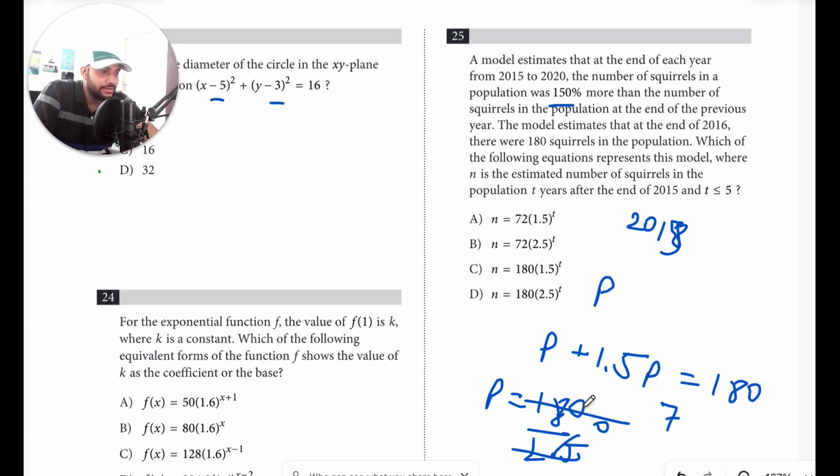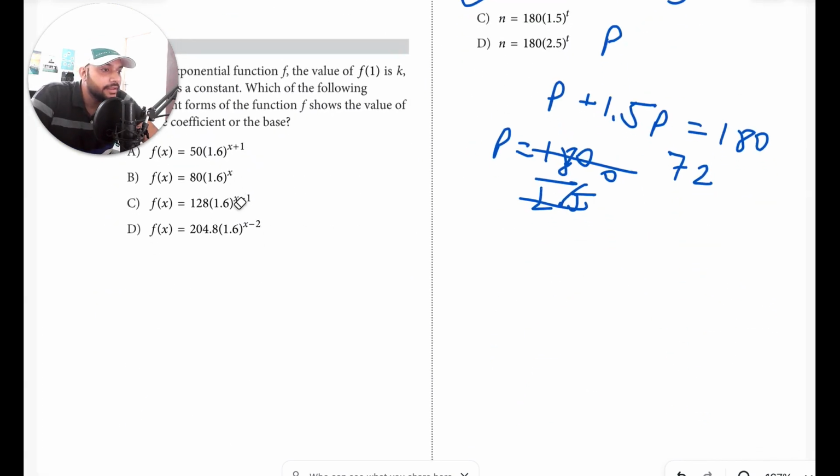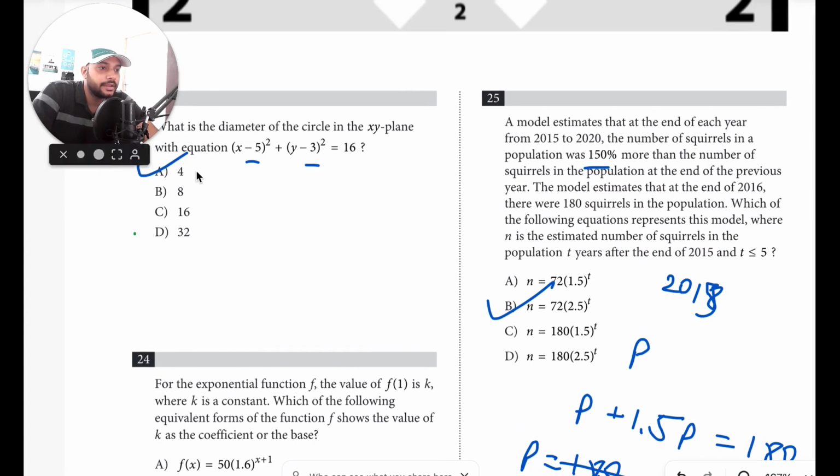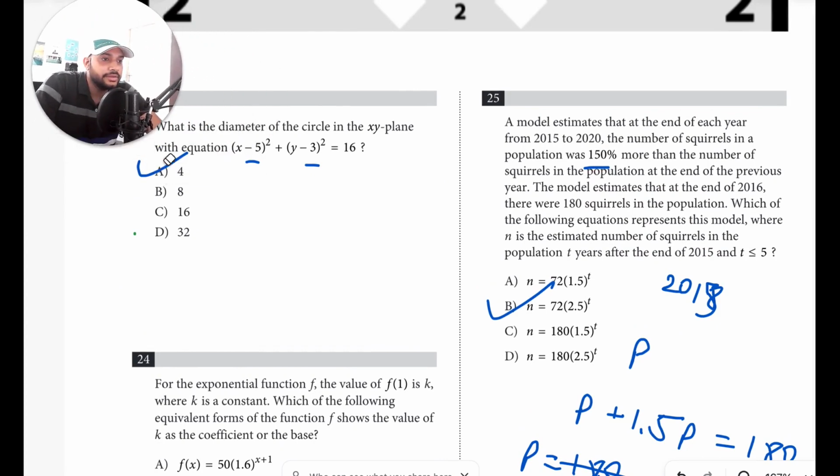25, 7, 175, 50, 25, 250. 72 times 1.5, not 1.5, because 1.5 is just the increase. We need the absolute value. So existing plus 1.5, 2.5 raised to t. Option B. Okay. Any other question on this page? No. Okay. Let's erase this and go to the next page.